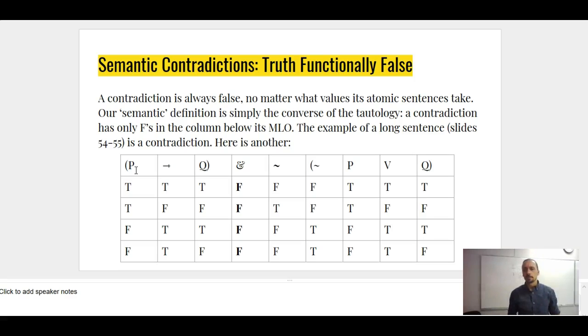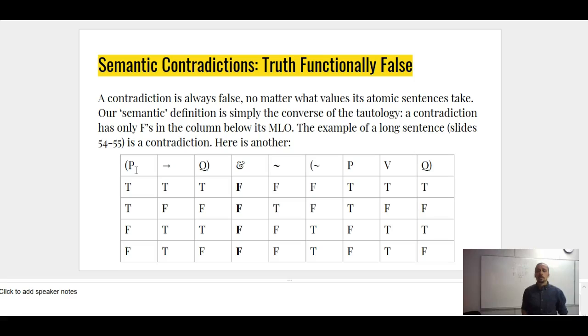What about contradictions? Well, a contradiction is always false, no matter the values its atomic sentences take. So it's kind of the opposite of a tautology. Our definition here, which I'm calling a semantic definition because it's based on the truth tables, is simply the converse of a tautology. It only has F's underneath its main logical operator. So there's the example we looked at earlier, the long sentence using only one atomic sentence C, which was a contradiction.